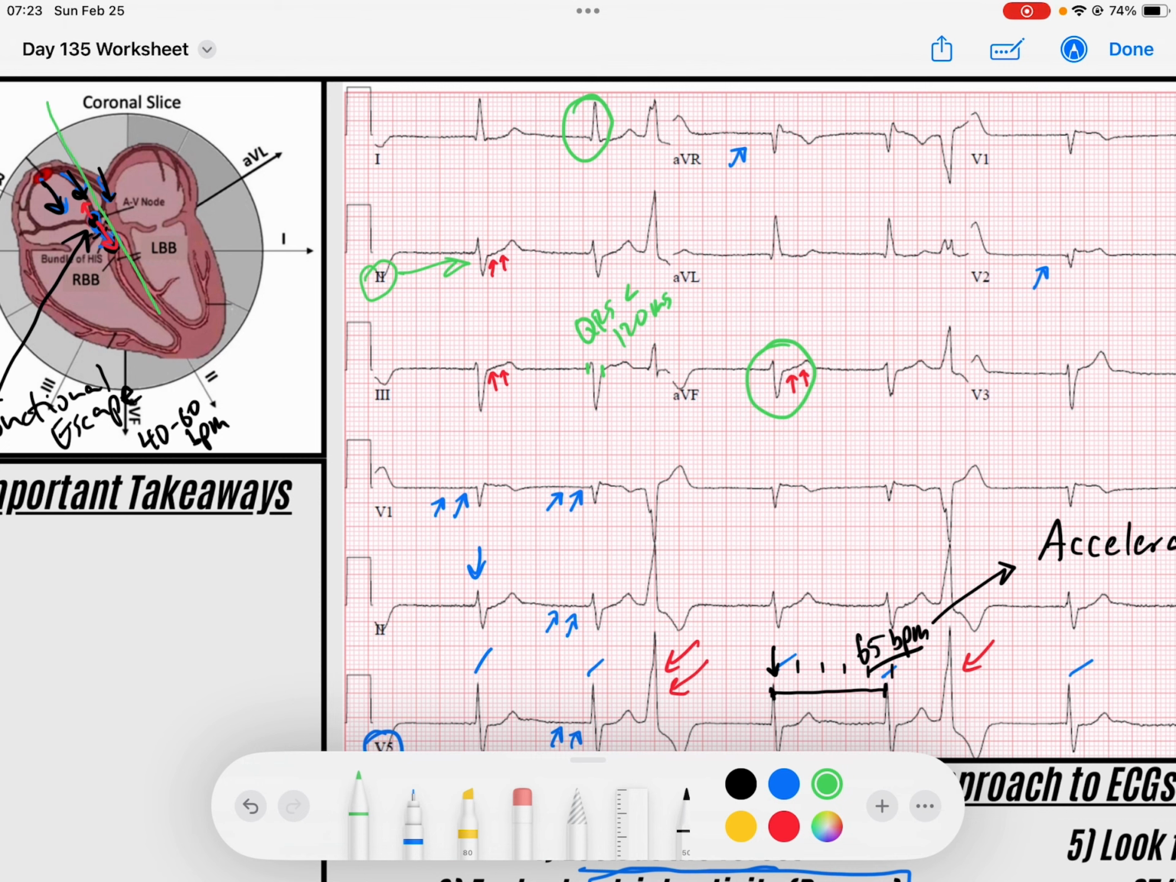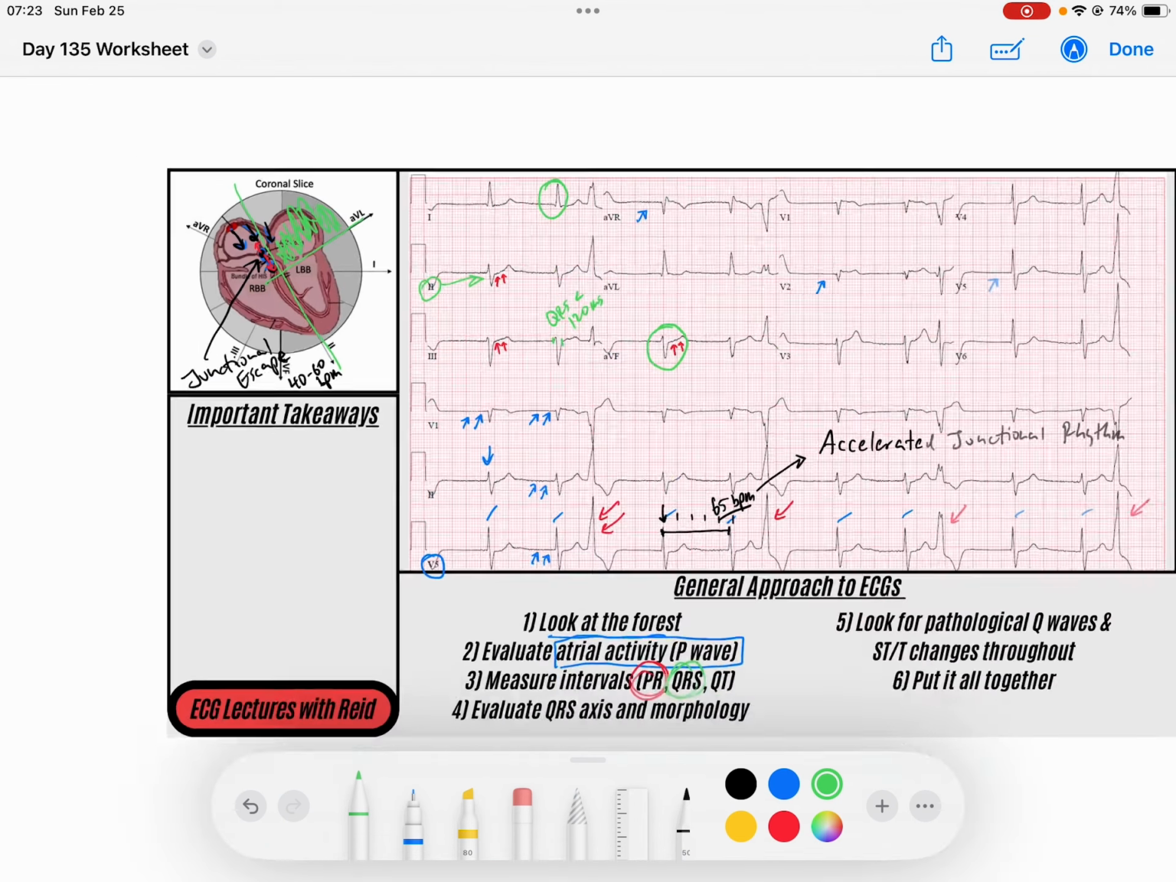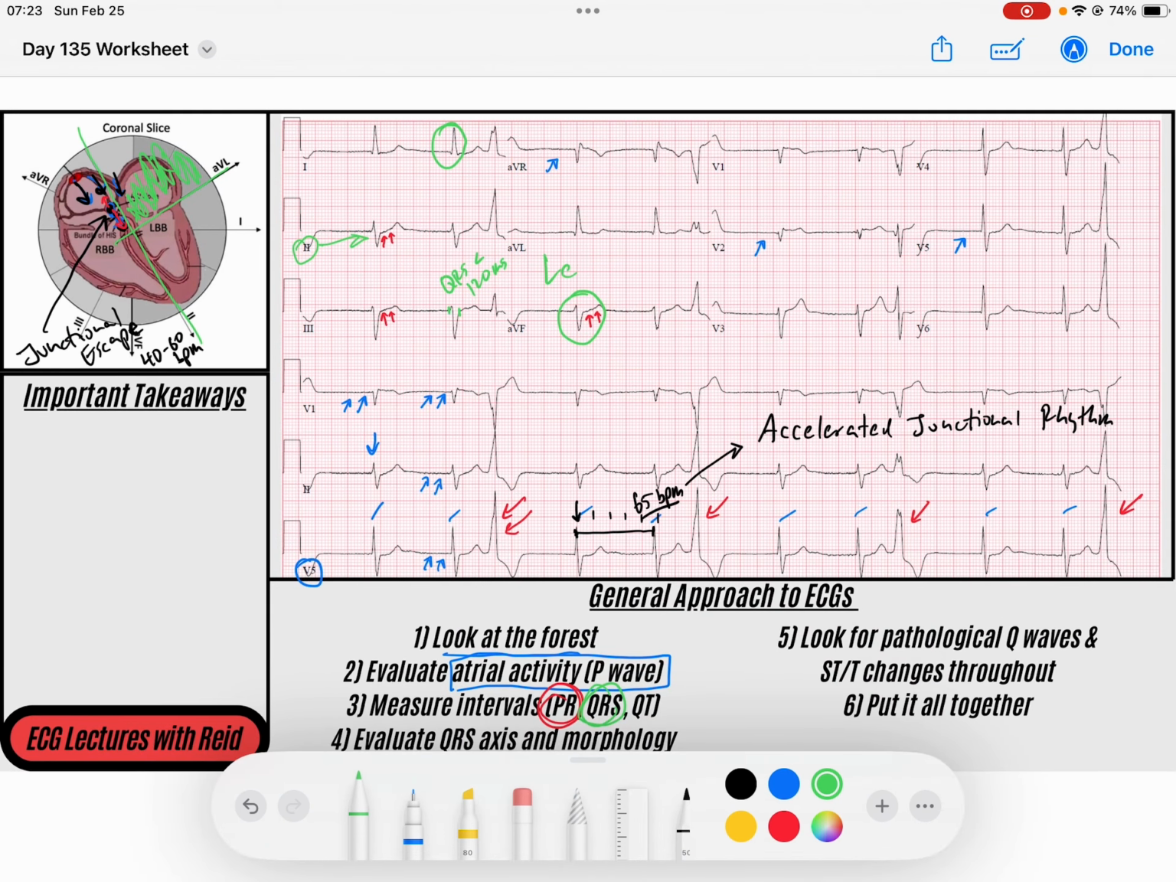So here's lead 2, so it's going somewhere in this region, because AVL would be perpendicular. So it's going somewhere in this region. So that's left axis deviation.